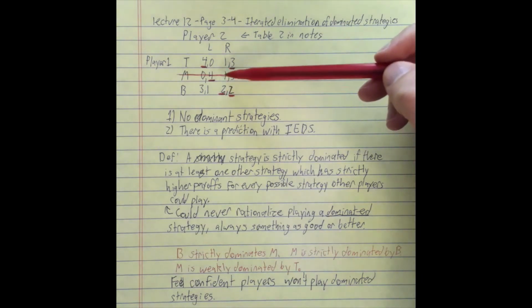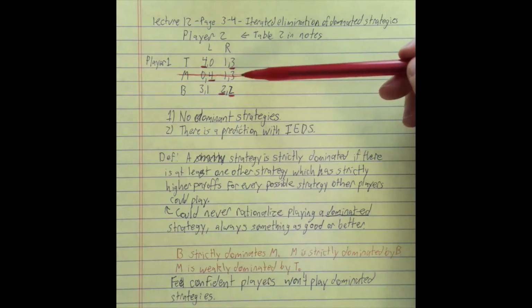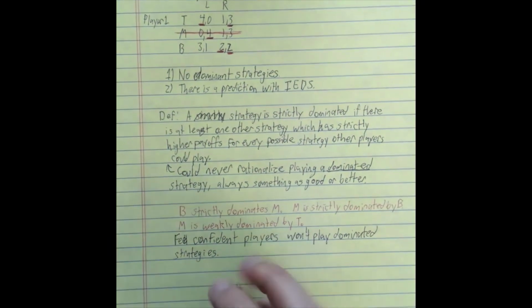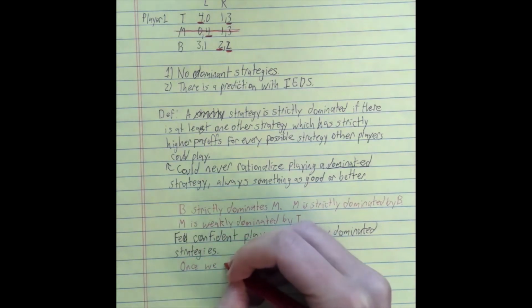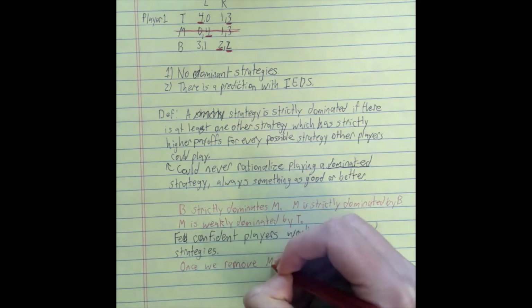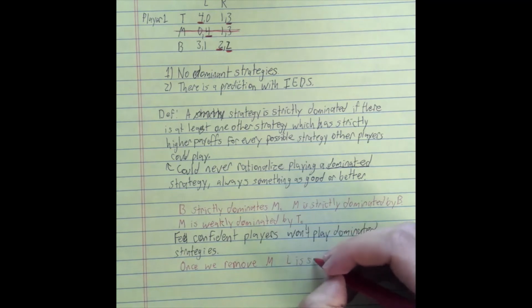And that wasn't true before we took out M, but there's no reason for player 1 to play M, and so we can iterate through. Once we remove M, L is strictly dominated by R.